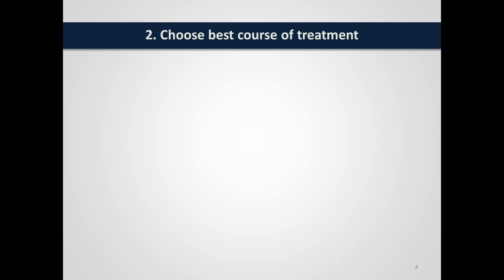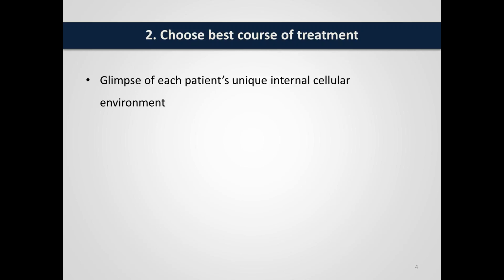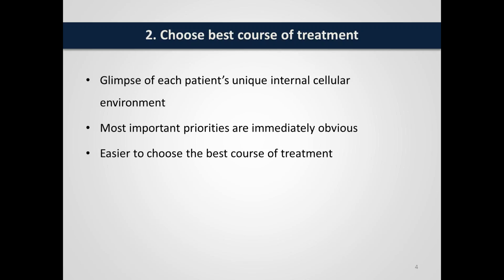Secondly, information gathered from a live blood test is vital in deciding on the best course of treatment with the patient. Now, live blood analysis gives us a glimpse of each patient's unique internal cellular environment. We see the condition of this environment in real time. So the most important priorities are immediately obvious to the practitioners. This makes it easier for the practitioner to choose the best course of treatment with the patient.